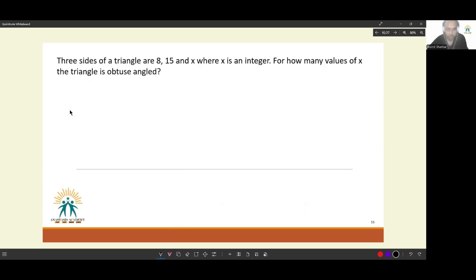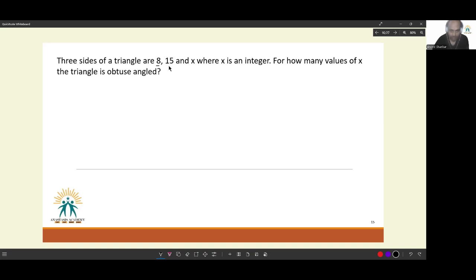Okay. Three sides of a triangle are 8, 15, and X, where X is an integer. For how many values of X is the triangle obtuse angled? Now this was a CAT question that had come in my first ever CAT, and I had gotten it wrong and I was extremely sad. And I remember the answer of this straight away. But there is fun learning here.